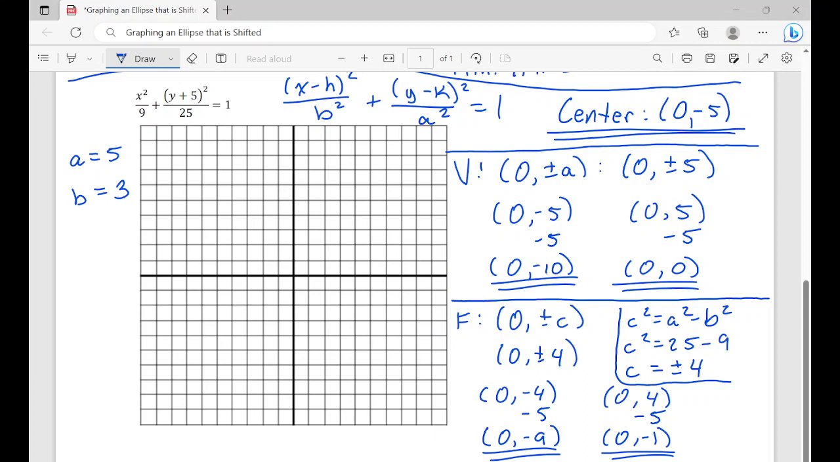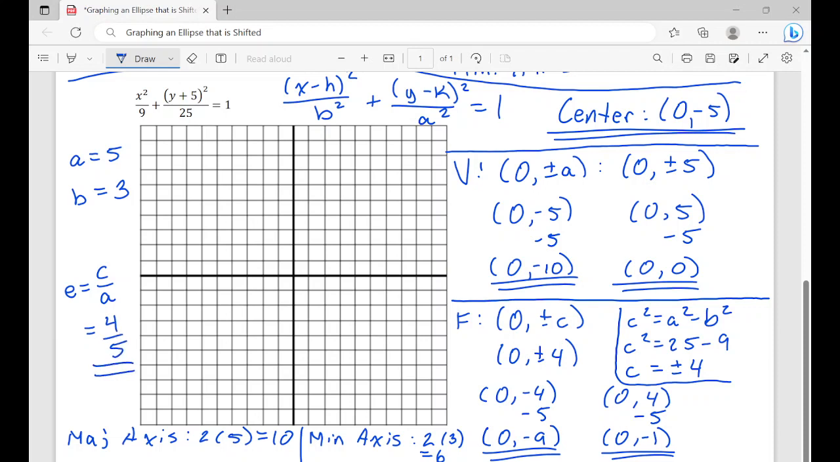Now for the major and minor axes, I'm going to move them over here. So the major axis is again 2 times a, so 2 times 5 is going to give me 10. And then for the minor, it's just going to be 2 times b, so 2 times 3 is going to be 6. Just barely fit that in there. And then the eccentricity is still going to be c over a. In this case, it's going to be 4 over 5.